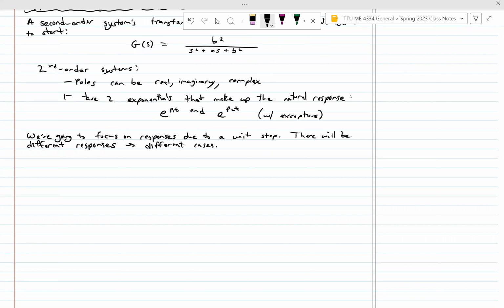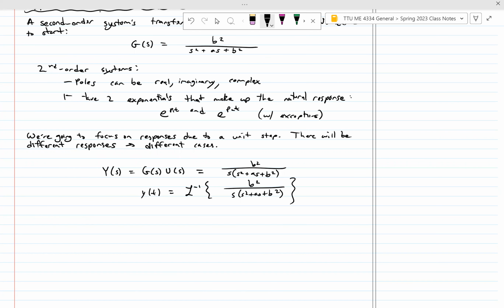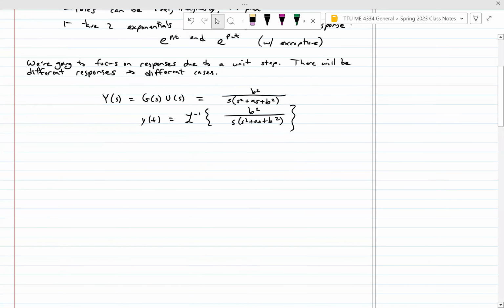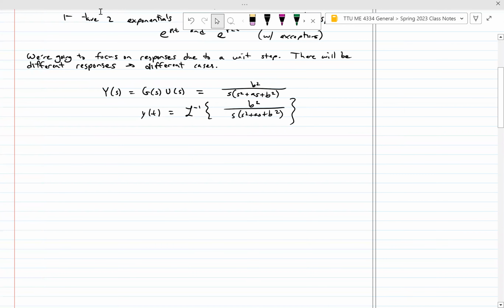Right. And so what we're going to be working with here, Y is going to be G times U, right? Combining those 2 together, we're going to get b squared over s times s squared plus as plus b squared, right? And y as a function of time would just be the inverse Laplace transform of that. So let's go through, was it 3, 4 cases? Yeah, 4 cases today, just to review all our different responses here.